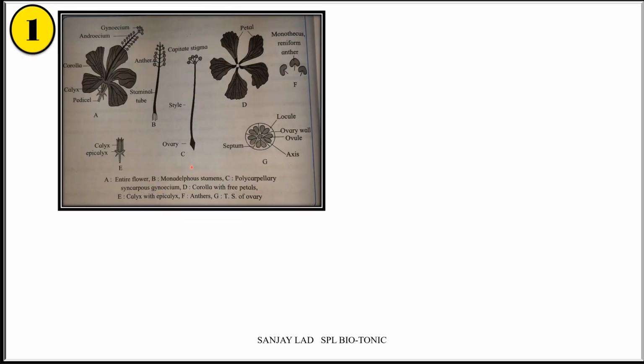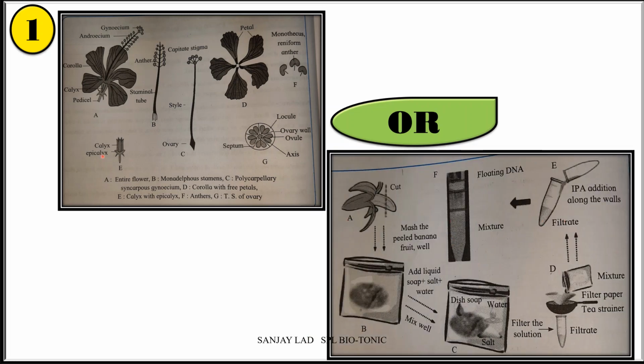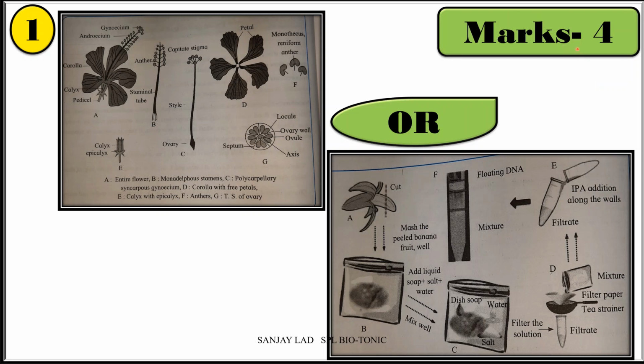Now, let us start with the details of each question. First question may be the dissection of flower or isolation of DNA. In the dissection of flower, you are supposed to dissect the hibiscus flower to display its various parts such as calyx, corolla, androecium and gynoecium. Option for this question is to separate the DNA from the given biological material. This first question is for 4 marks.